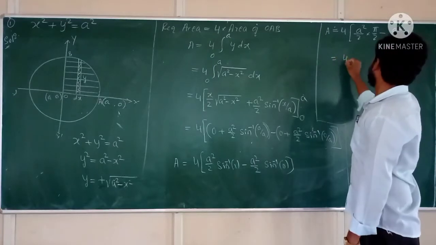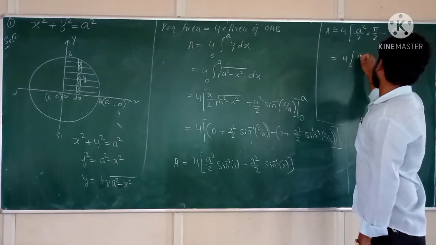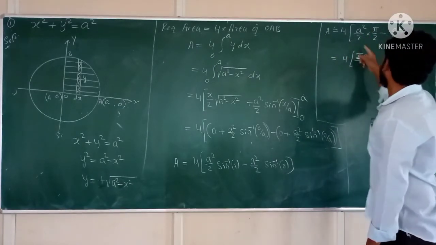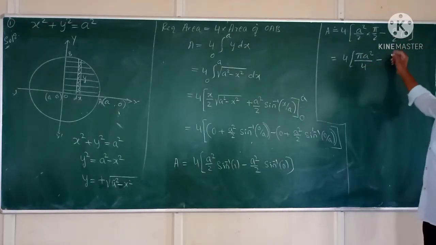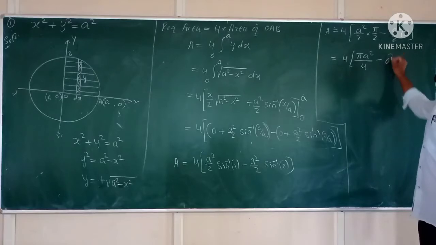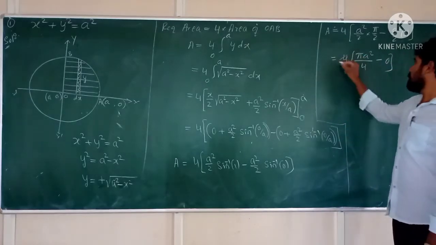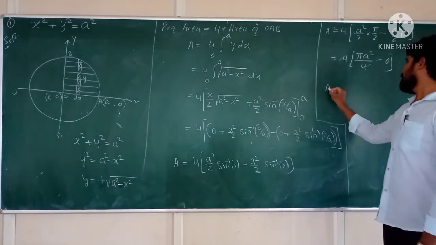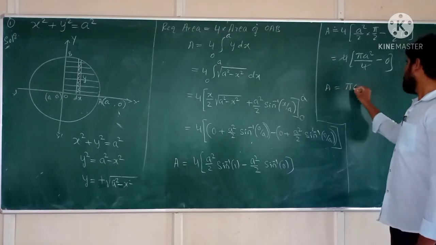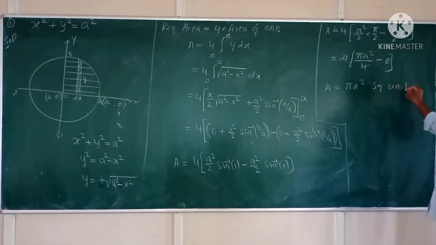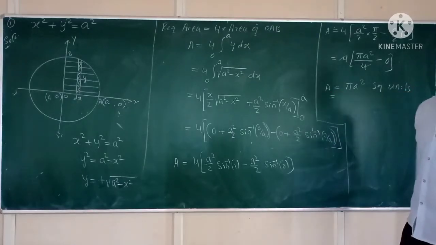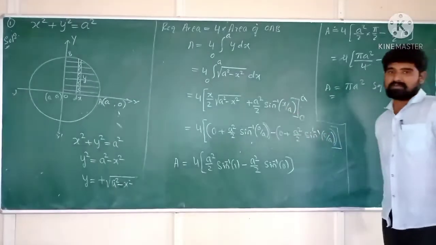So which is equals to 4 into a square into pi by 2 into 2, minus a square by 2 into 0 is 0. 4 and 4 get cancelled. Therefore area is equals to pi a square units. I hope all of you understood. If possible, take a note.